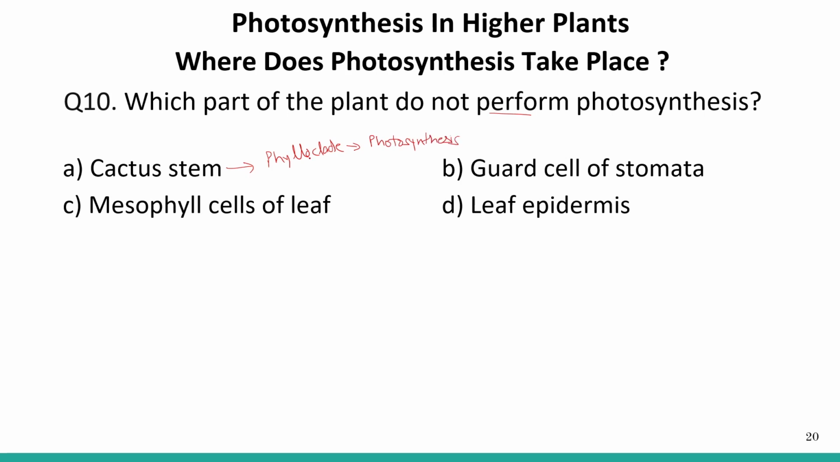So this is the modification seen in what? Xerophytic plants. In xerophytic plants, the leaves are modified into spines, so the function of photosynthesis is taken up by the stem. Now guard cell of the stomata. Guard cells also contain chloroplast, meaning they can also photosynthesize.